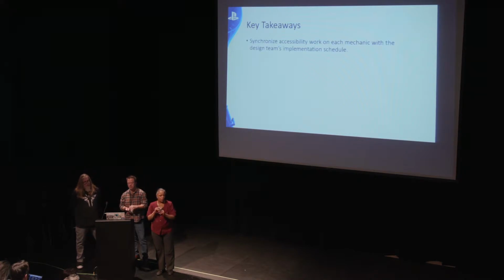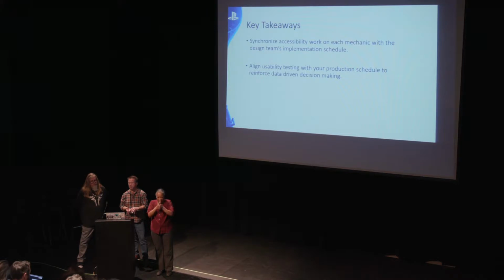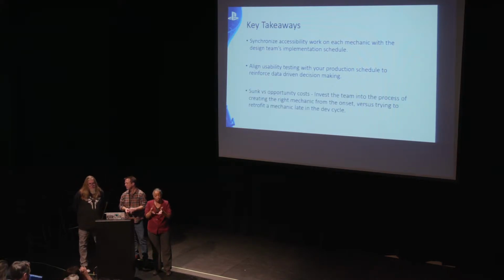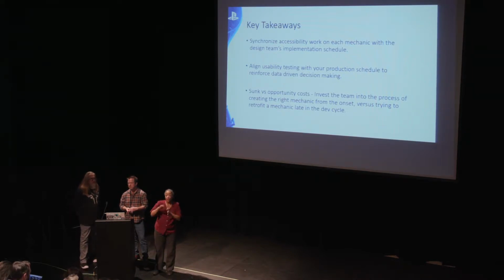So the key items here are essentially synchronizing your approach to the problem with your team and the implementation schedule of the mechanic. You want to align usability testing with your production schedule to reinforce data-driven decision making. And sunk versus opportunity cost. You want to invest the team into the process of creating the right mechanic on the onset versus trying to retrofit a mechanic after the fact, because it's far cheaper to do it through your development schedule than to have to go back and try to fix things 3 weeks from final when you're dealing with a lot of other big issues that you're trying to tackle.